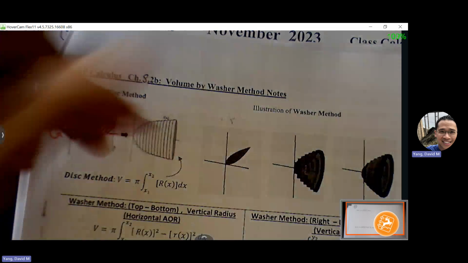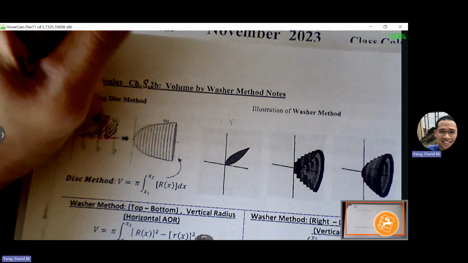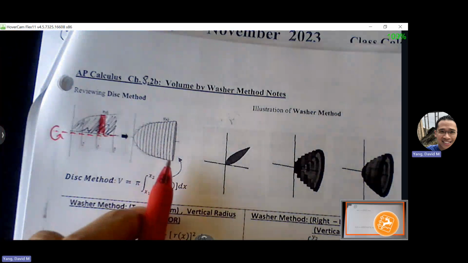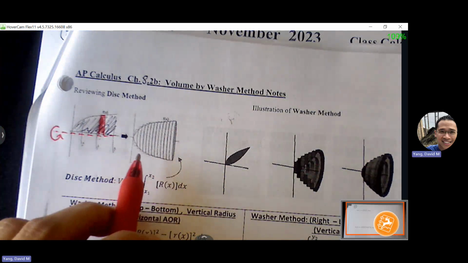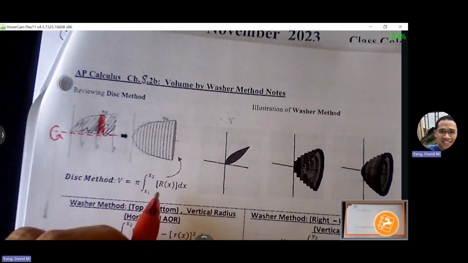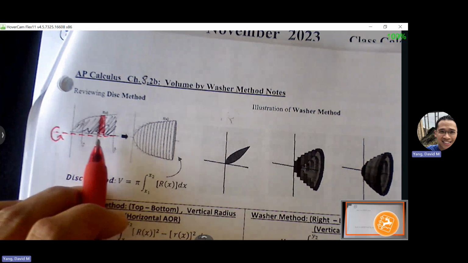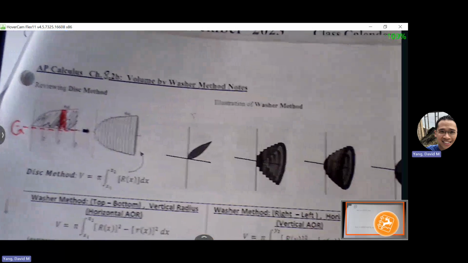But with this method, we only have to worry about building one radius because we're doing cylindrical discs, and there's no hollowness there. It is just a dense object that we can find the volume for. So this method is a little bit easier, but the washer method requires an additional step. Okay.